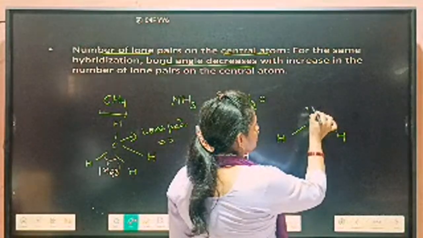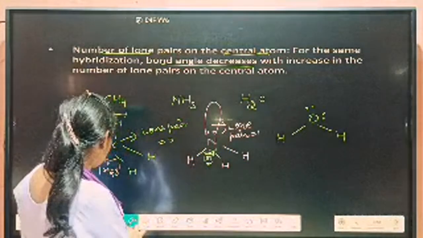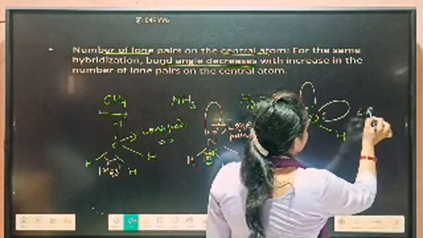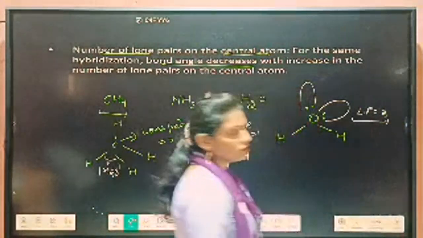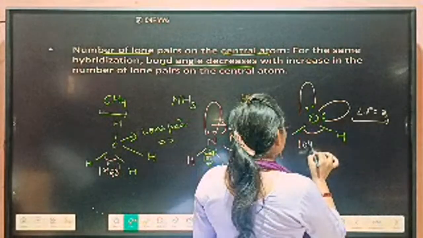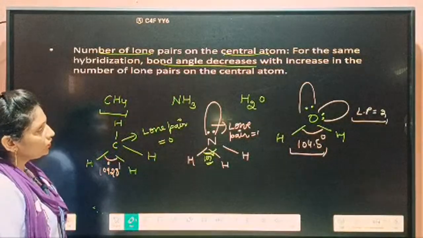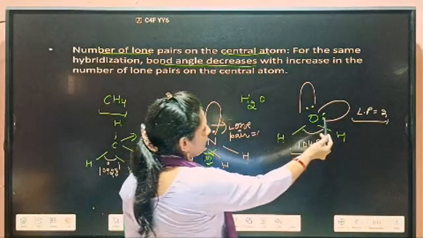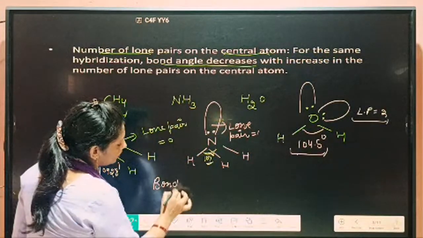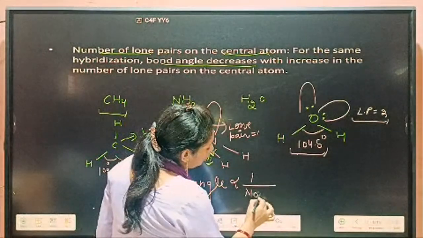But in the case of water, oxygen has 6 valence electrons. It is forming 2 bonds, so 2 pairs of non-bonded electrons are here, which means 2 lone pairs. Here the geometry is also the same, but the angle is further decreasing. It is around 104.5 degrees. So you can see if the number of lone pairs increases, then bond angle decreases. So we can say bond angle is inversely proportional to the number of lone pairs.